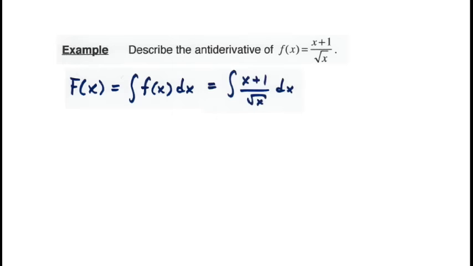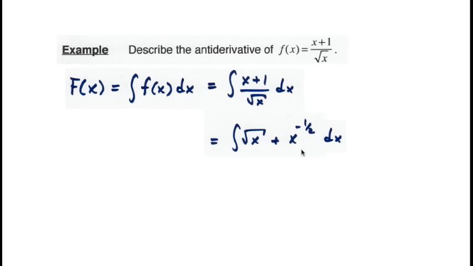So let's try to find the antiderivative of f of x equals x plus 1 over root x. We just substitute f of x, and we get the integral of x plus 1 over root x dx. We can break it down into two terms. x over root x is simply root x, and 1 over root x is x to the power of negative 1/2.